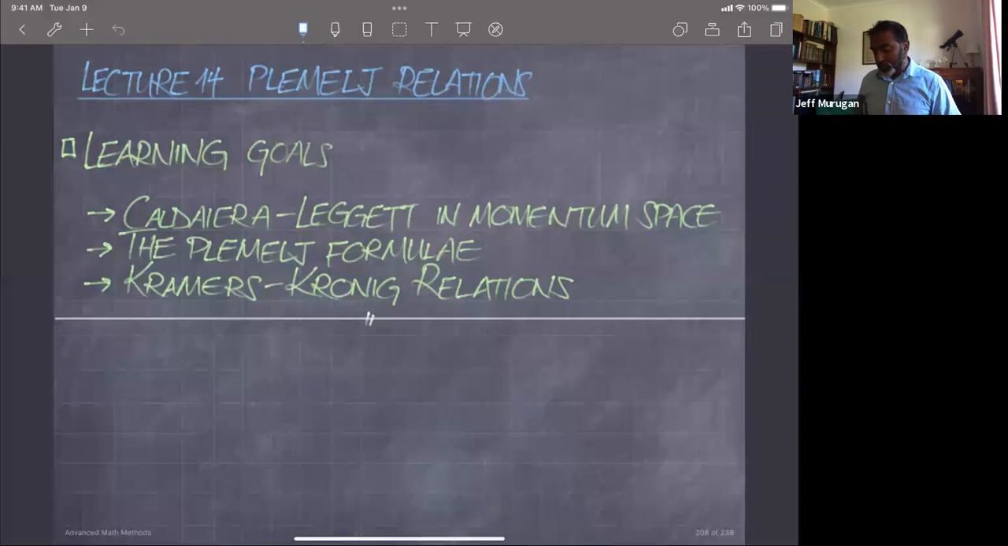Okay, so today I want to continue a little with the Caldera-Leggett model, and I want to try and get a little more of a feel for what's going on here by going to momentum space. And actually, this is going to be a kind of a vehicle to learn about some integral relations. In particular, I want to exhibit something called the Plemelj relations.